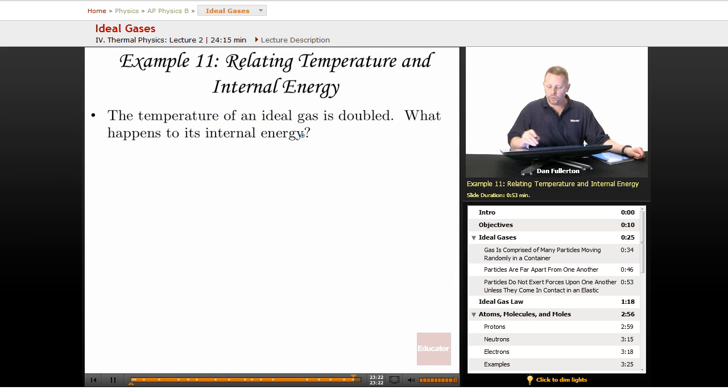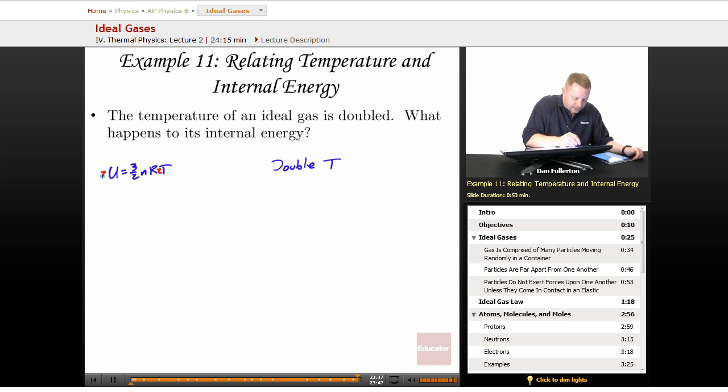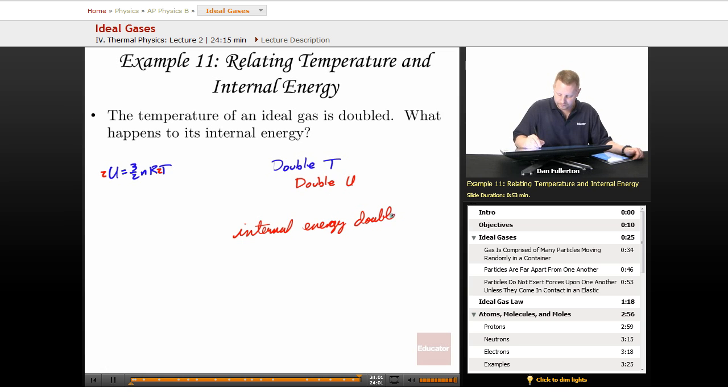All right, let's look at one last problem here. The temperature of an ideal gas is doubled. What happens to its internal energy? Okay, first thing I'm going to do is recall that internal energy equation. U equals 3/2 nRT. Now if I'm doubling the temperature here, I must be doubling the internal energy. I get double the internal energy. So the short answer, internal energy doubles.